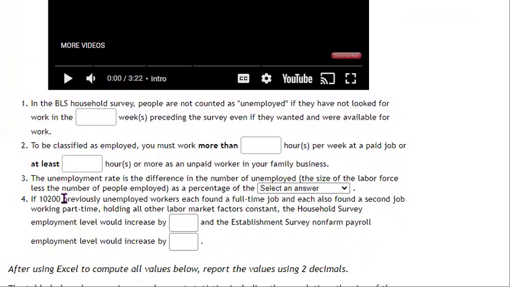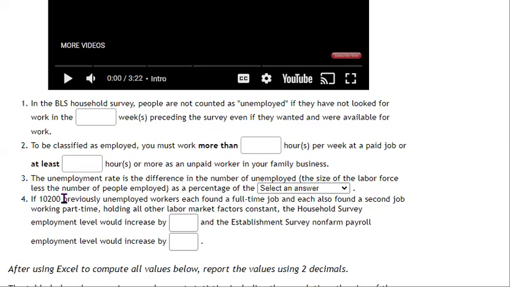Now, in question 4 here, I'm just going to explain there are two different types of surveys that the government does. There's what's called the household survey, where about 6,000 households are called and contacted every month and asked questions like, are you working? Are you not working, but you're looking for work? How long have you been looking for work? They ask a bunch of questions like that.